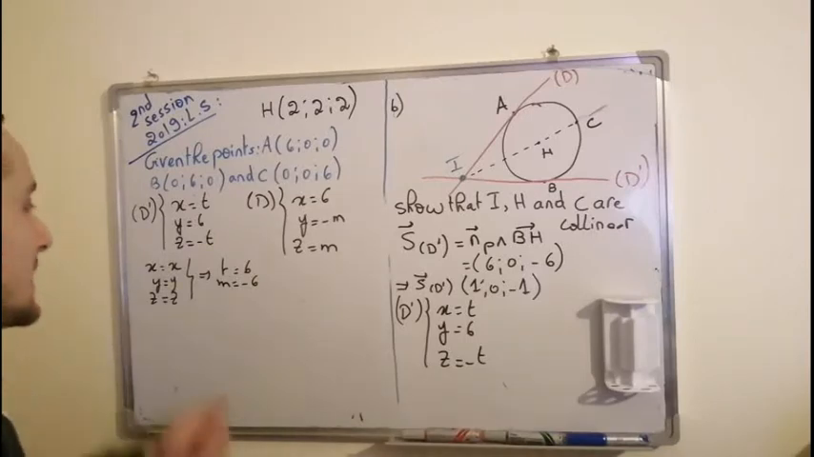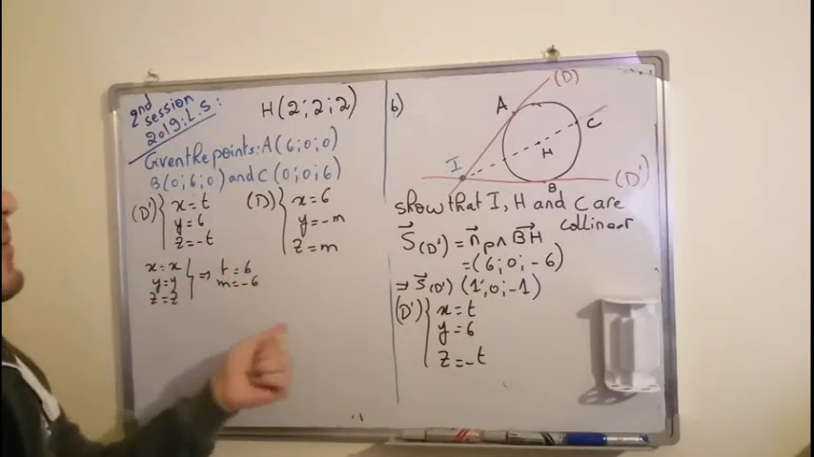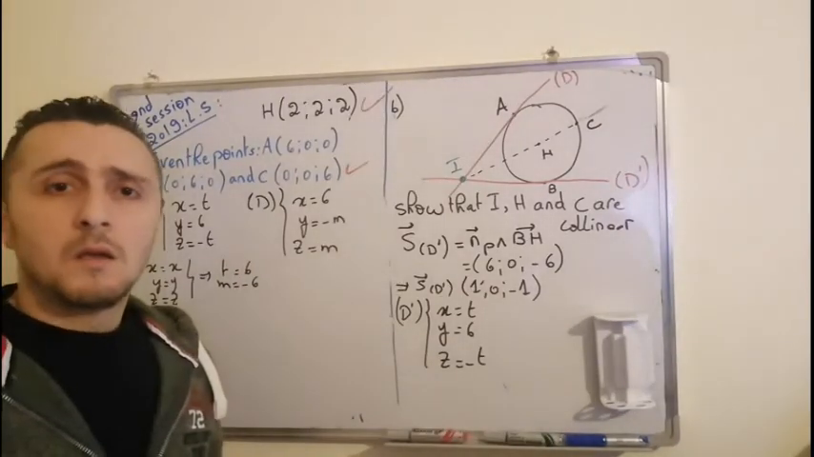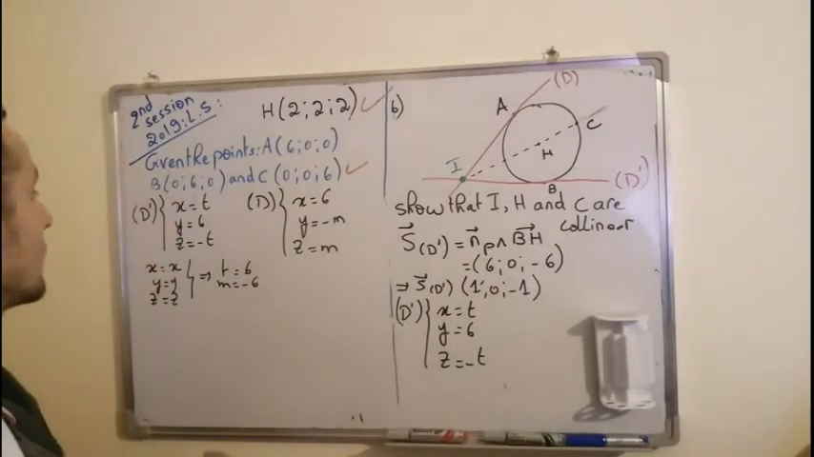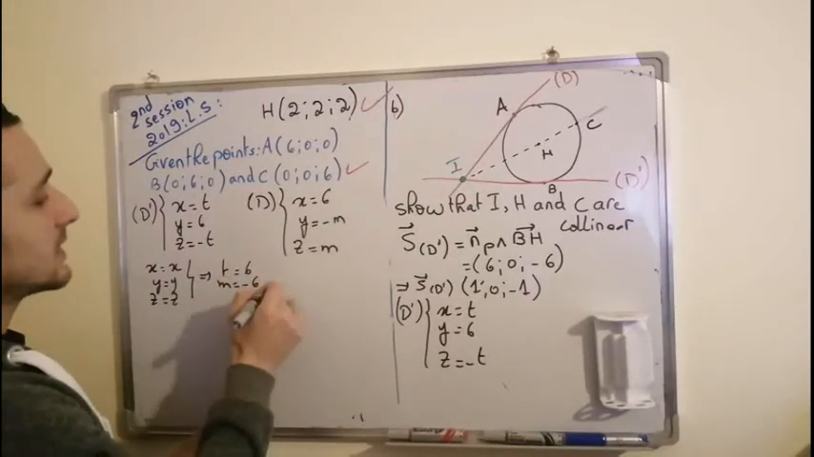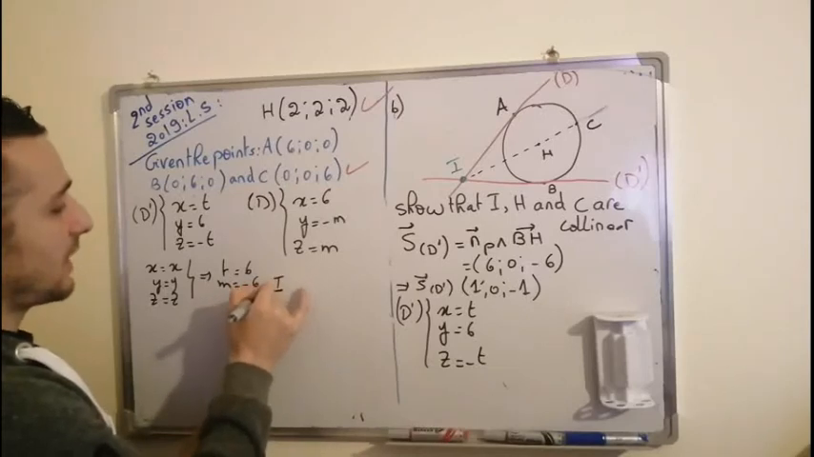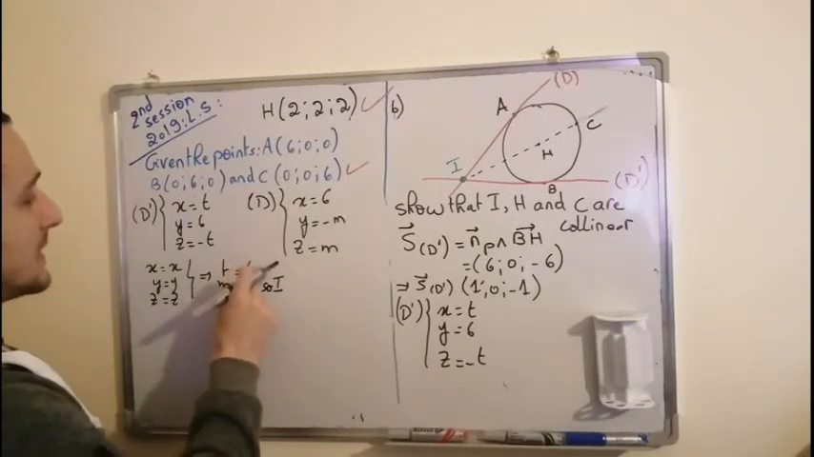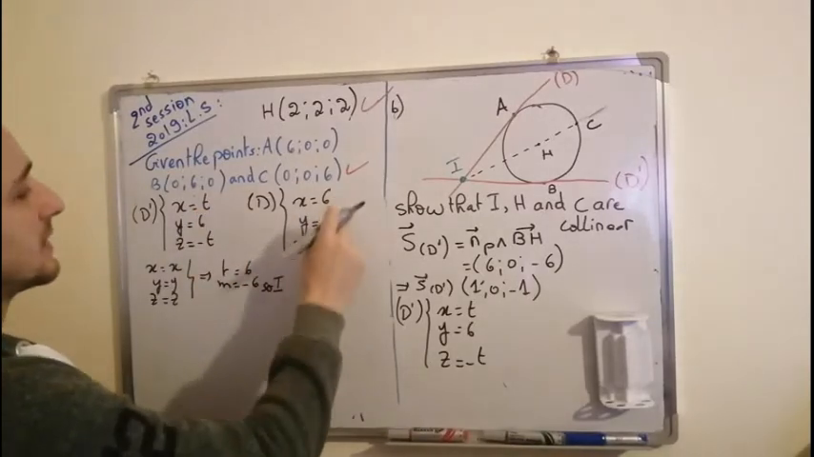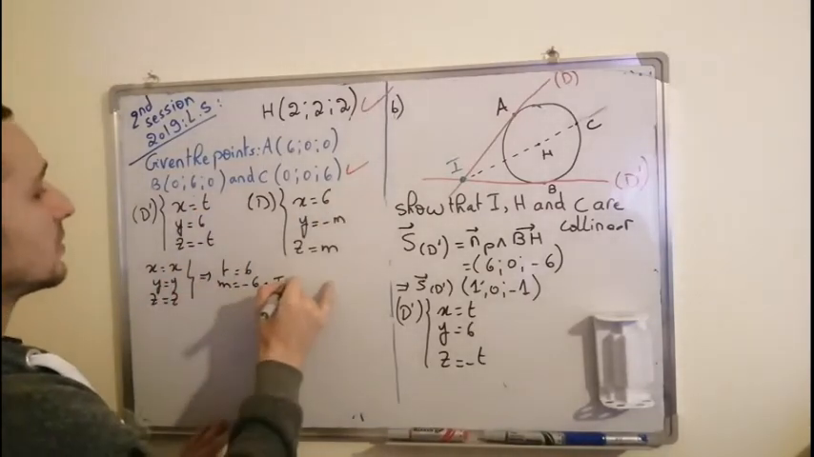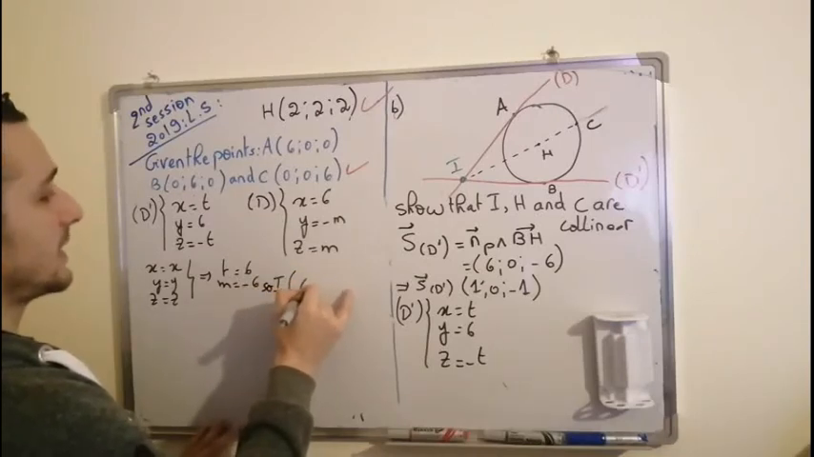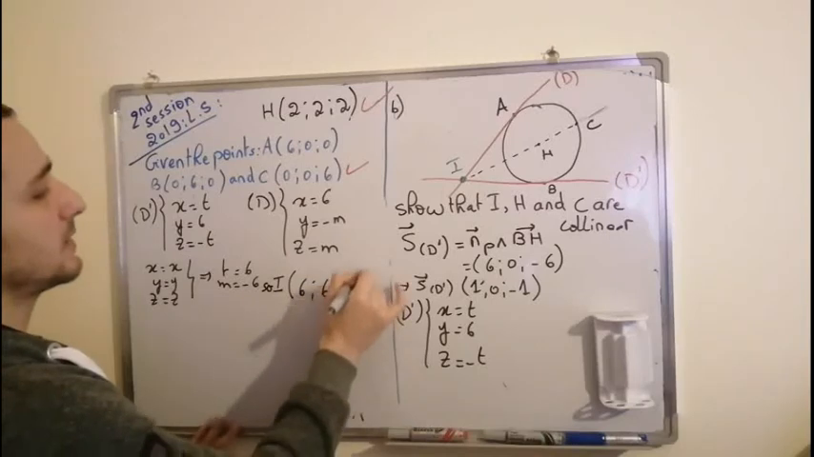If we replace t by 6 or m by minus 6, we obtain the coordinates of the point I. So the coordinates of point I are 6, 6, minus 6.